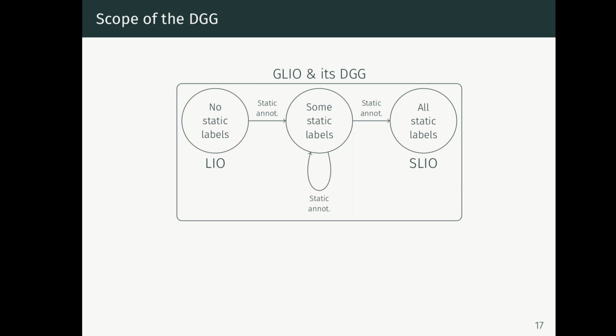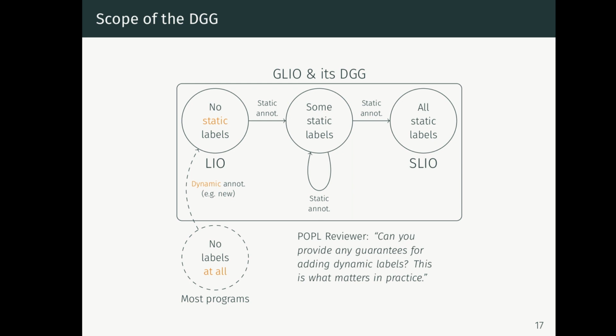Unfortunately, most programs that we could benefit from information flow control are not written in LIO. And to port them to GLIO, we first need to add in dynamic label annotations, for instance, when we're allocating references in the program. Now, this might be a little bit disappointing. Our reviewer, when we submitted this work to POPL last year, asked us, for instance, if there were any guarantees that we could provide for this migration process, since it's probably this migration process the one that matters in practice.